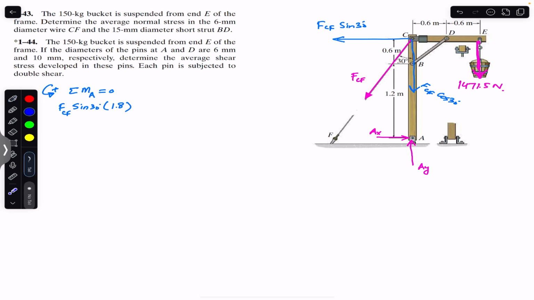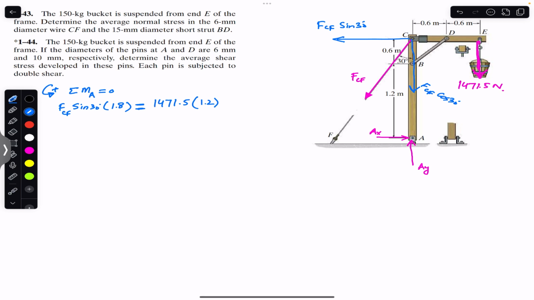Similarly, the weight of the bucket is producing the clockwise moment about point A. So we will write minus, because the clockwise moment is minus 1471.5, multiplied by the perpendicular distance. So this is the perpendicular distance. So this will be the moment arm, which is 0.6 plus 0.6. So this is 1.2, and this is equal to 0. So if I bring this to the other side of the equation, we will have the equality here. So let me have the equation like this.